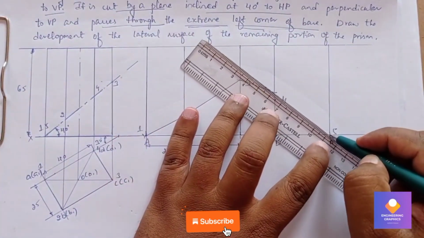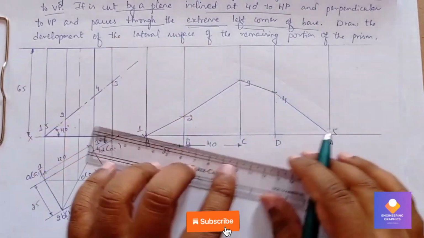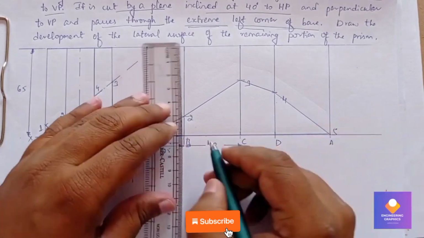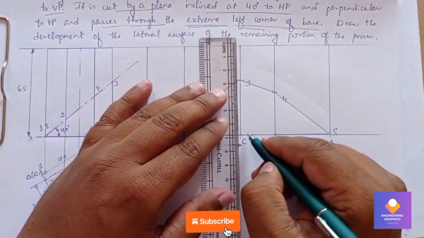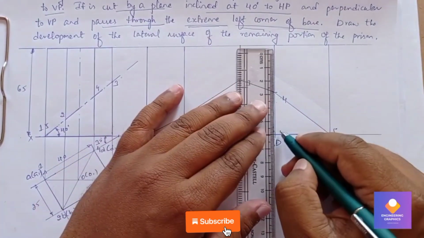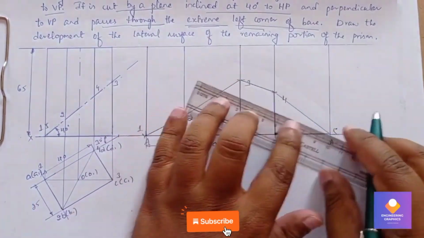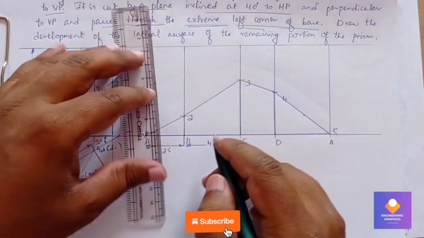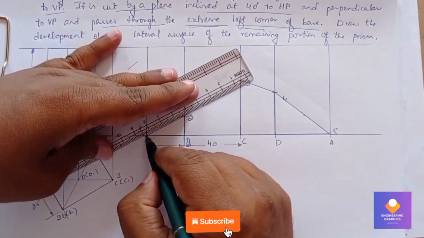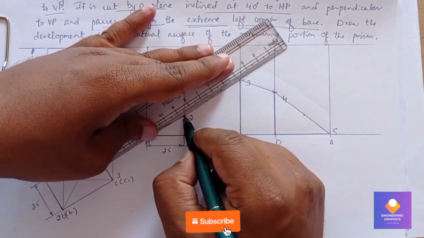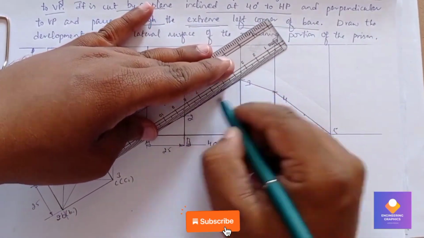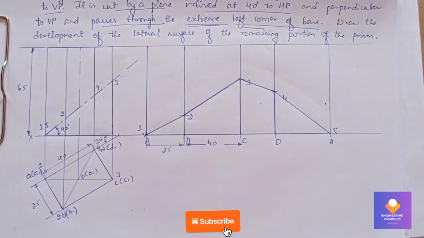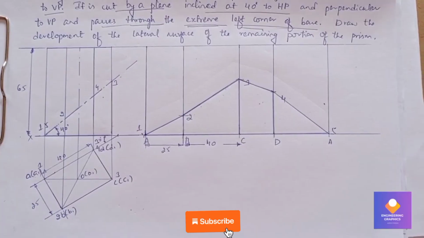So we need to join this. We need to darken the entire retained remaining portion of the rectangular prism. Okay, so we have to darken it, because this is what remains after the cut. The remaining portion, we know that we need to darken it. Okay, so this completes the problem.